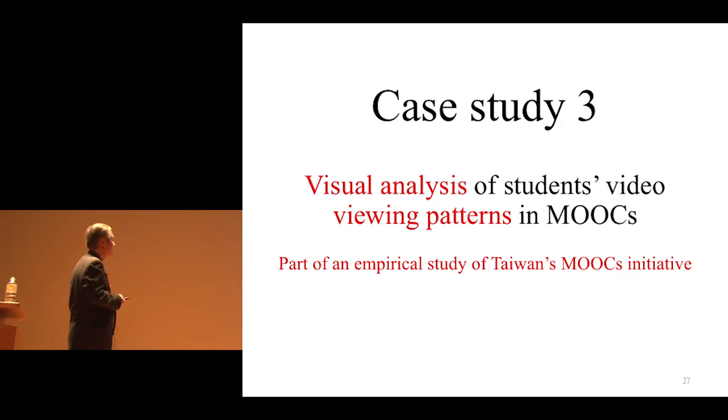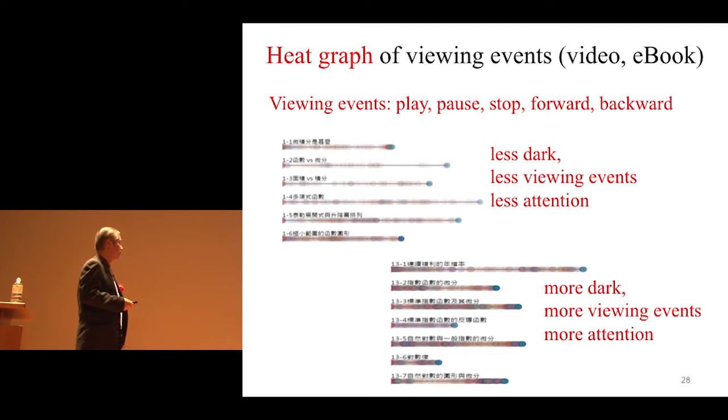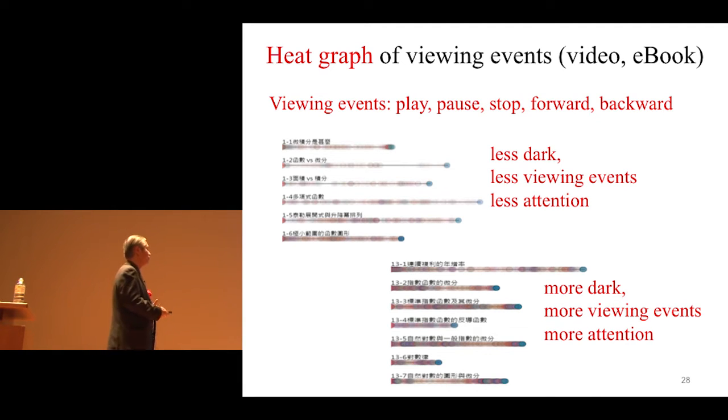Here comes study 3. We do visual analysis of viewing patterns. This is still part of our initiatives. We have lots of graphs for the visualization. For these viewing events such as play, pause, forward, things like that, we can have a heat graph. So from here, less dark means less viewing, means less attention. In contrast, more dark means more viewing and more attention.